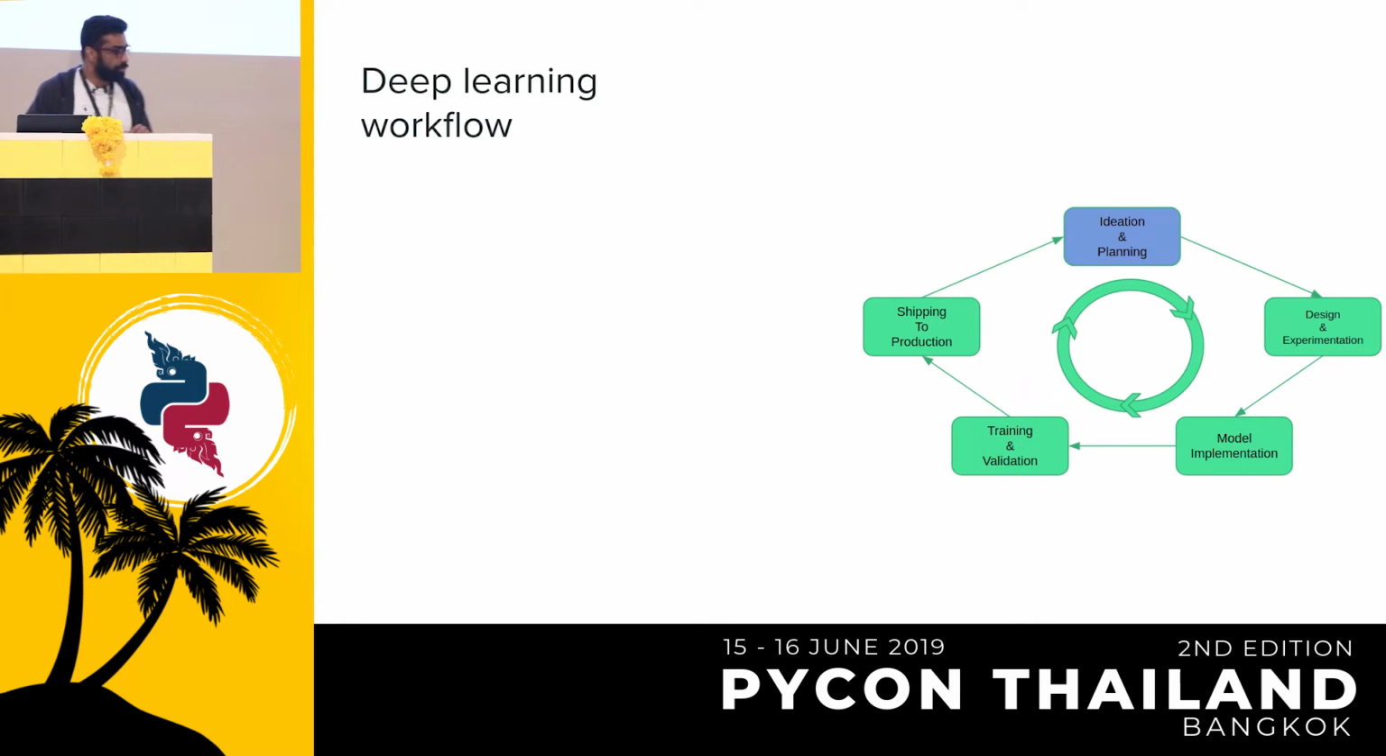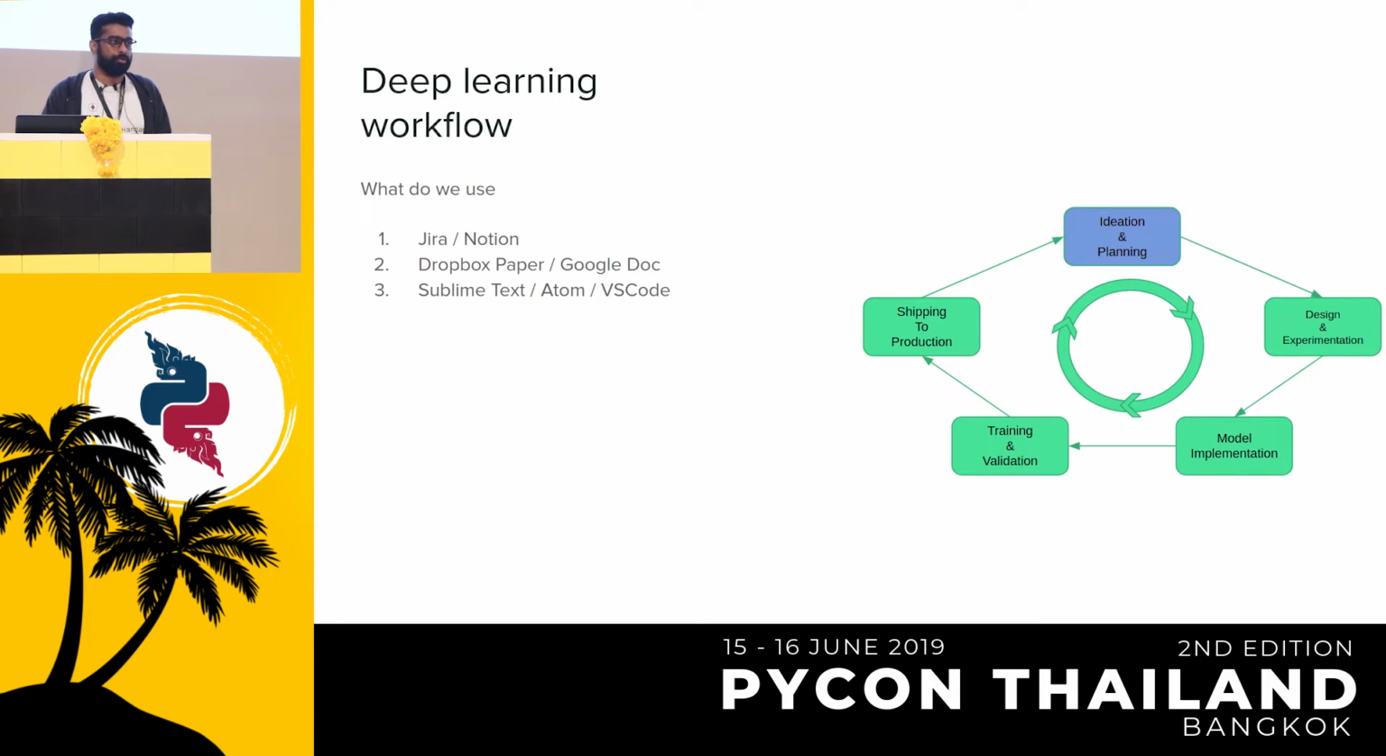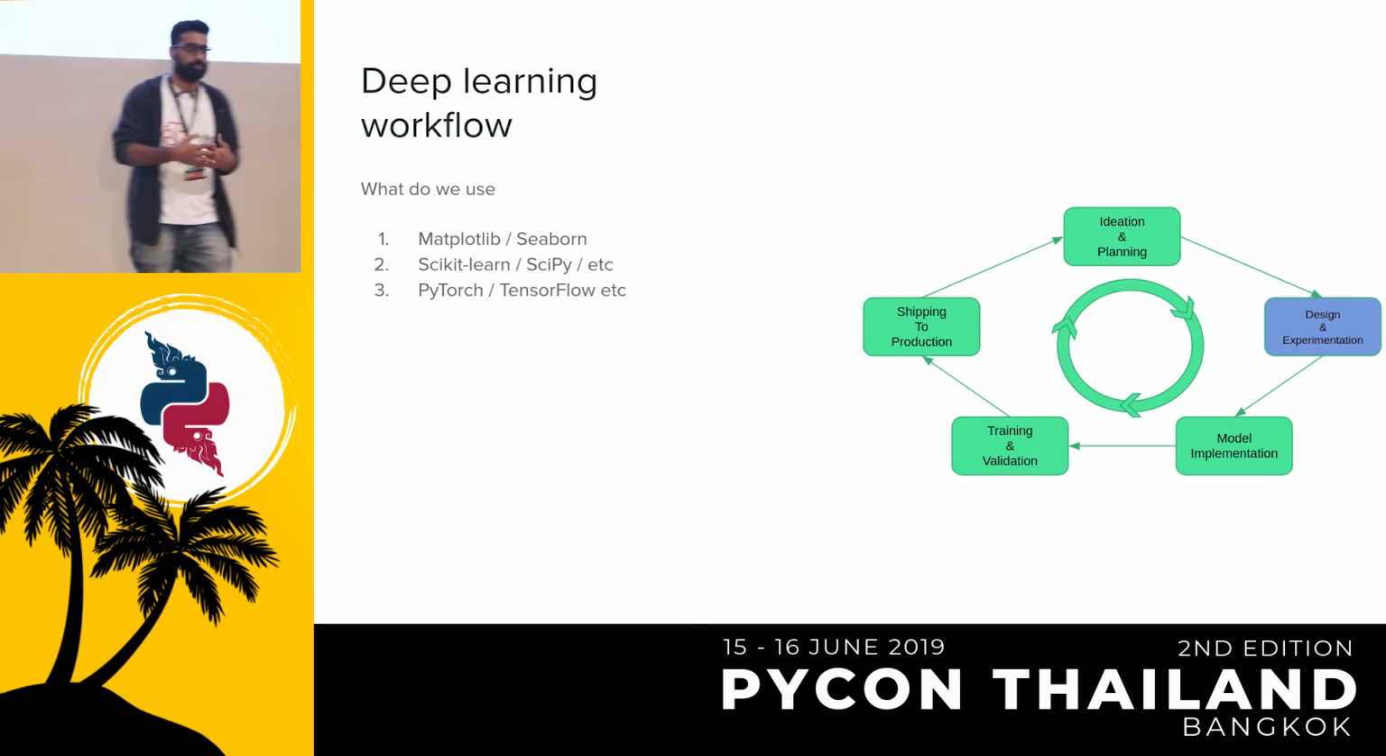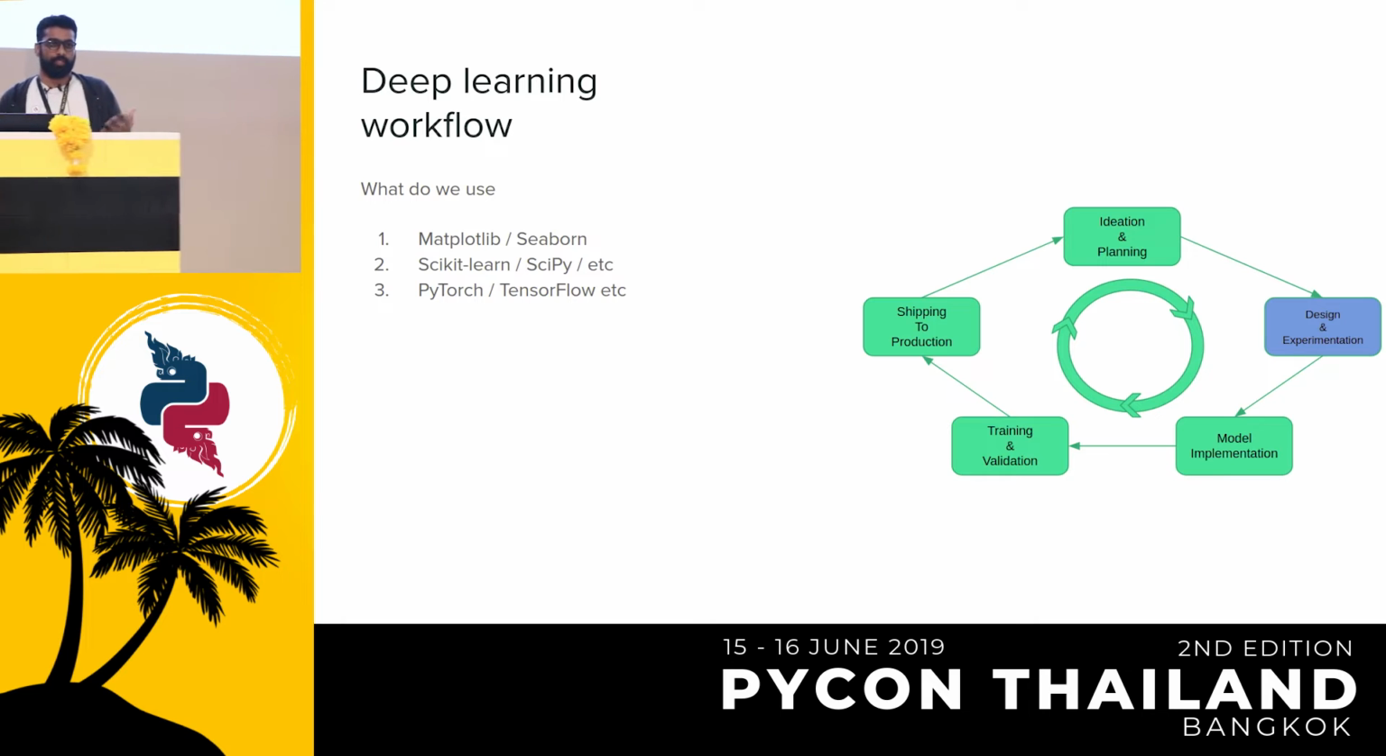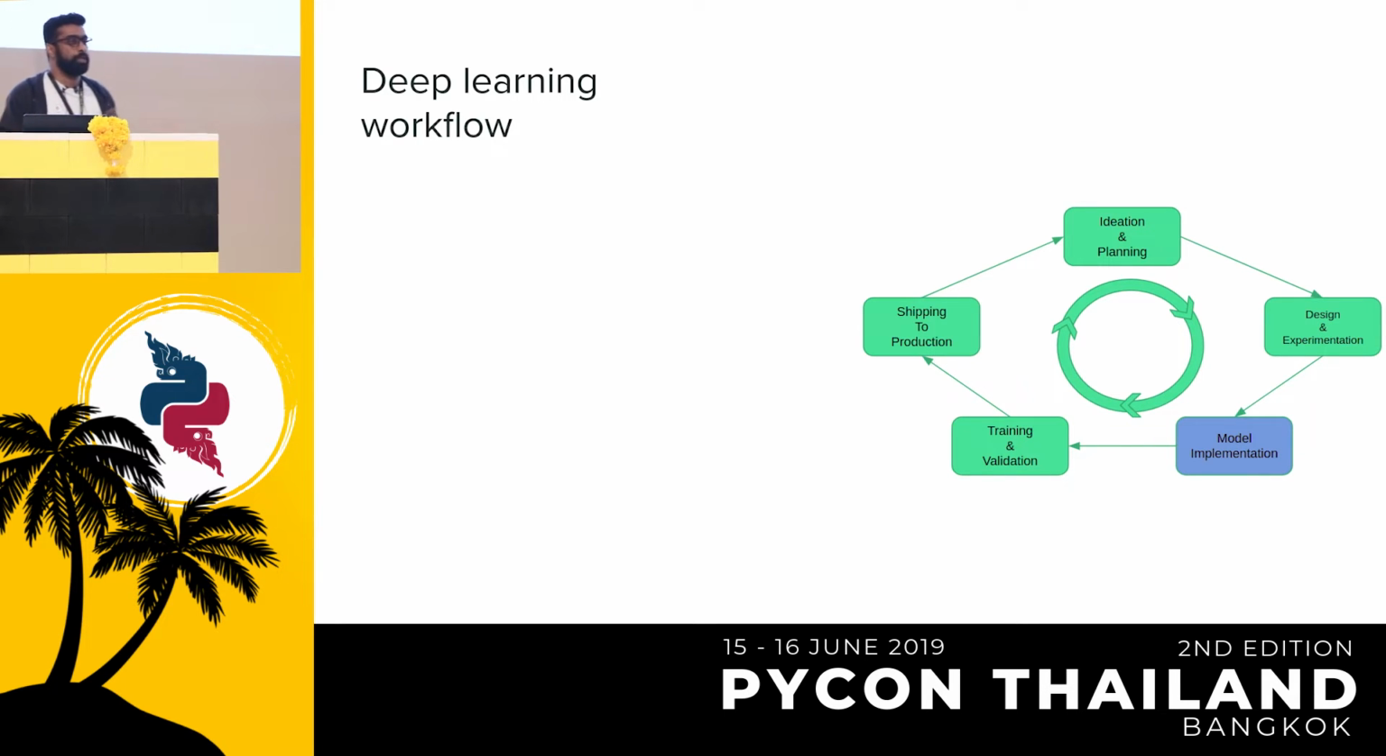In the ideation and planning phase, you use things like Google Doc, Jira. I use Sublime Text, et cetera. Then you move to the next phase, which is design and experimentation. If you have data, you try to visualize the data and understand the distribution, or if it's a deep learning model, you probably use some framework like PyTorch or TensorFlow to do the experimentation. Then you move to model implementation, same toolkits. Then training and validation, same thing.